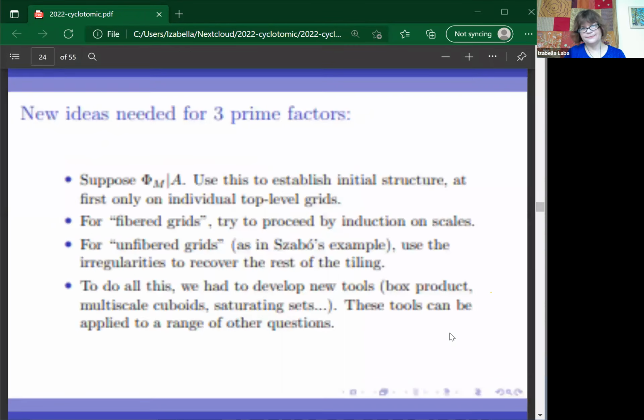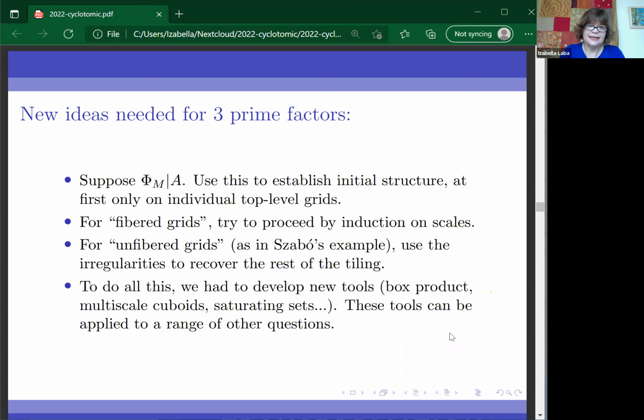Okay, so the ideas that we need to solve the 3' factors are as follows. Let's start with the assumption that phi m divides A. It has to divide one of the sets, A or B, so let's say it's A. We use this to establish some initial structure. At first, it's just going to be on top level grids. And then we try to use that to recover more of the set A.